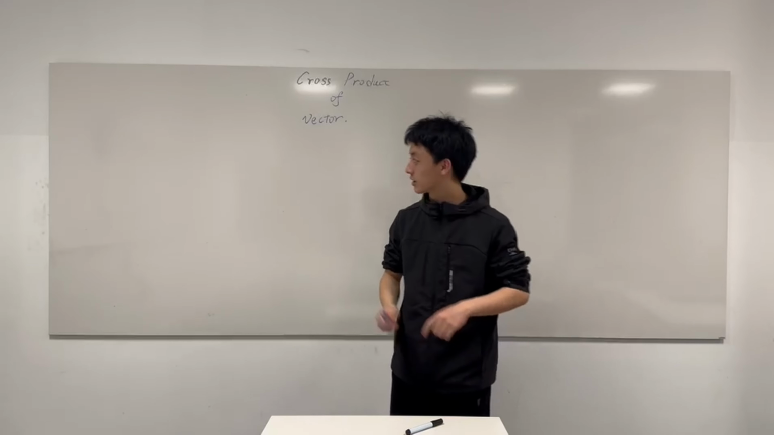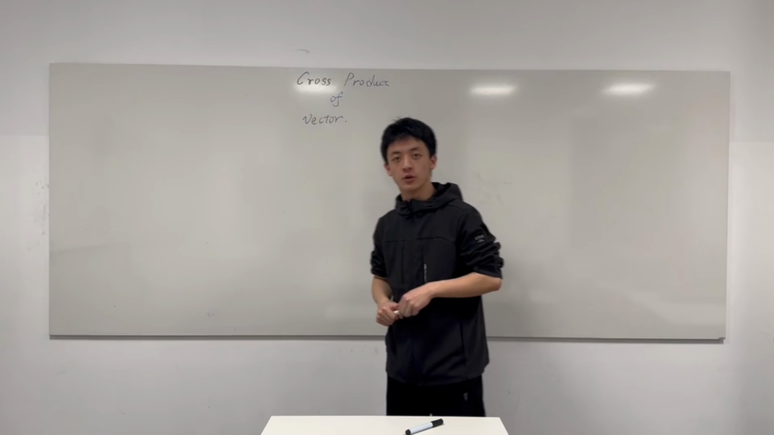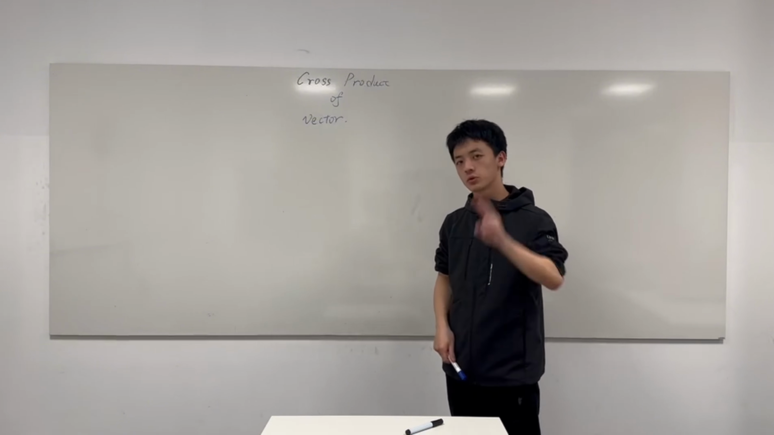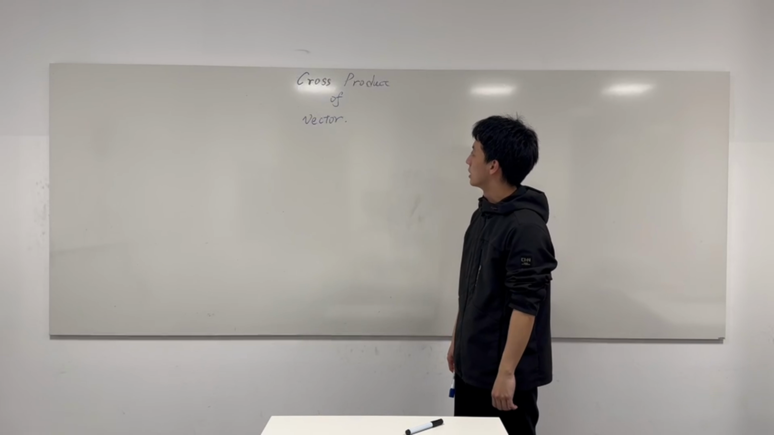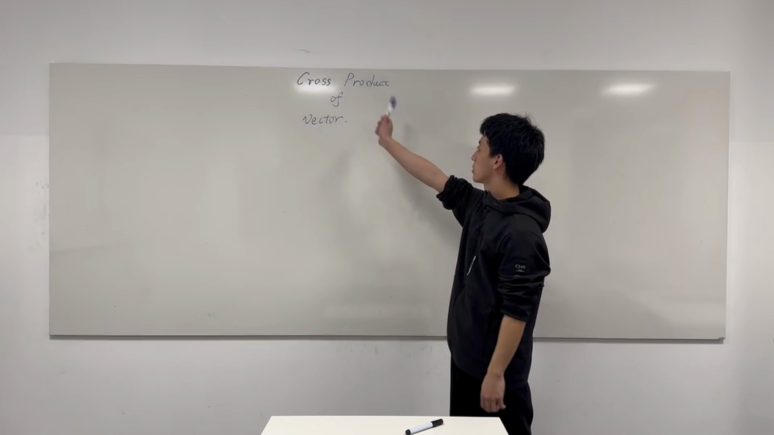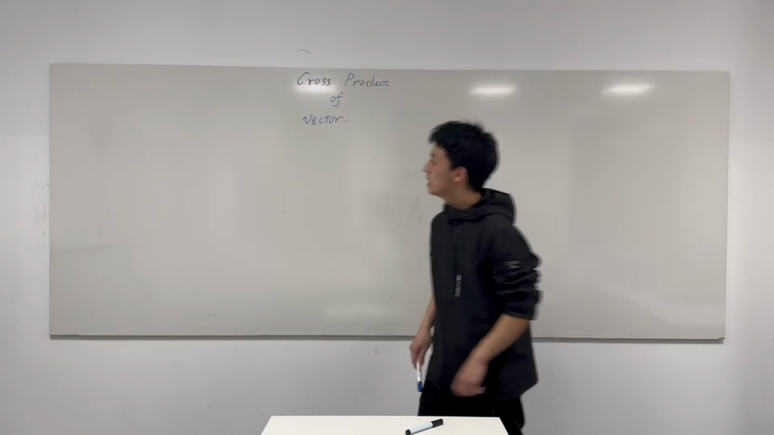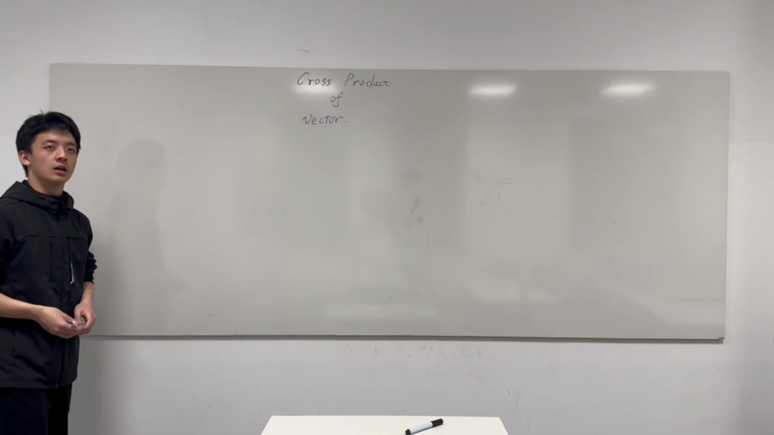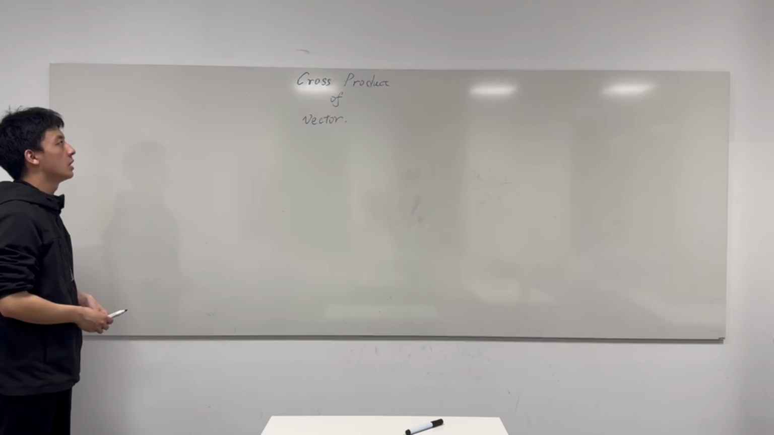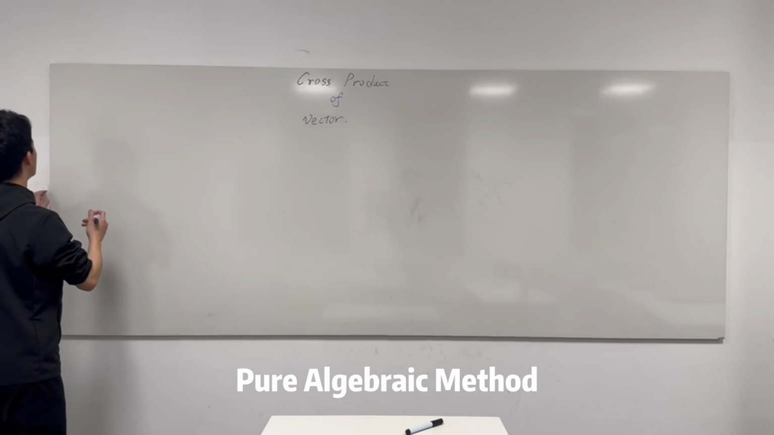Hello everyone, here's JJ, and in this video I will show two ways to prove the formula for the cross product of vectors. So let's go. The first way is using a pure algebra way.